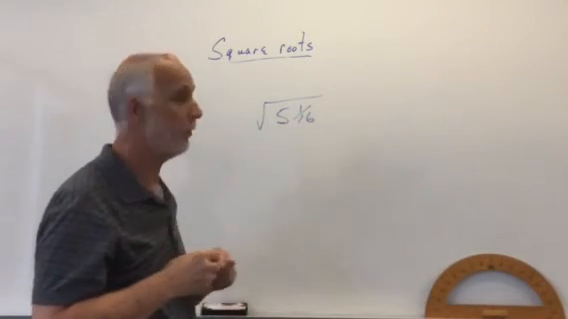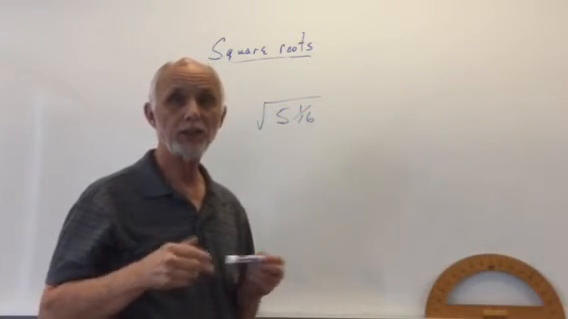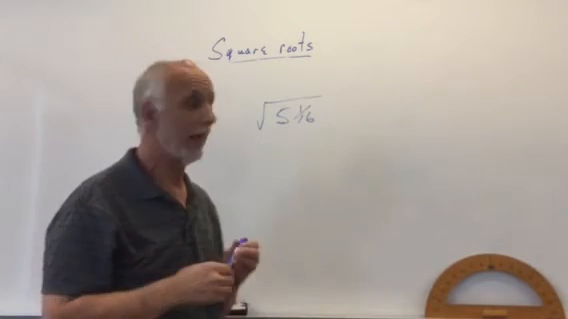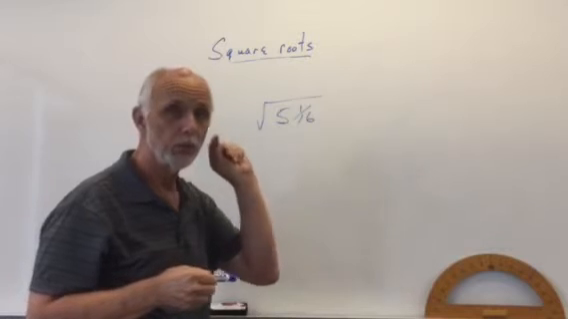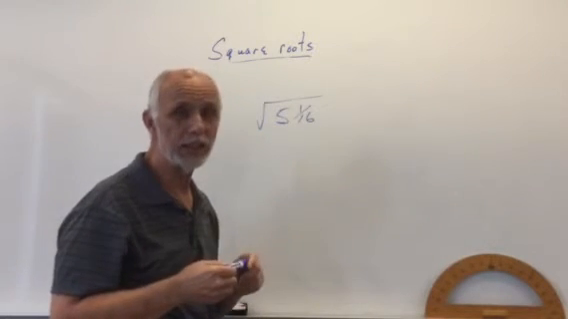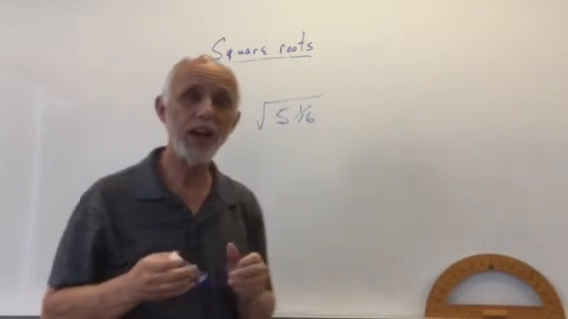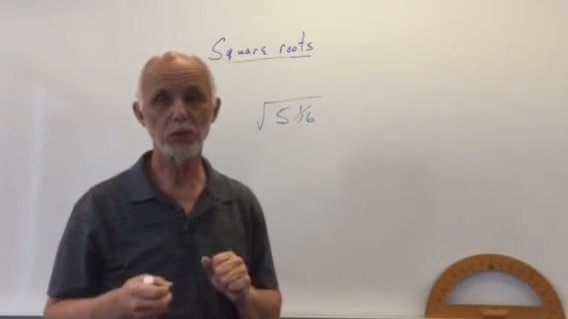Square root of 5 and 1/16. Now that's the square root of a mixed numeral. Now I could find the square root of 1 is 1 and the square root of 16 is 4. But what about this 5? I can't do that. And it turns out you can't find the square root of a mixed numeral.